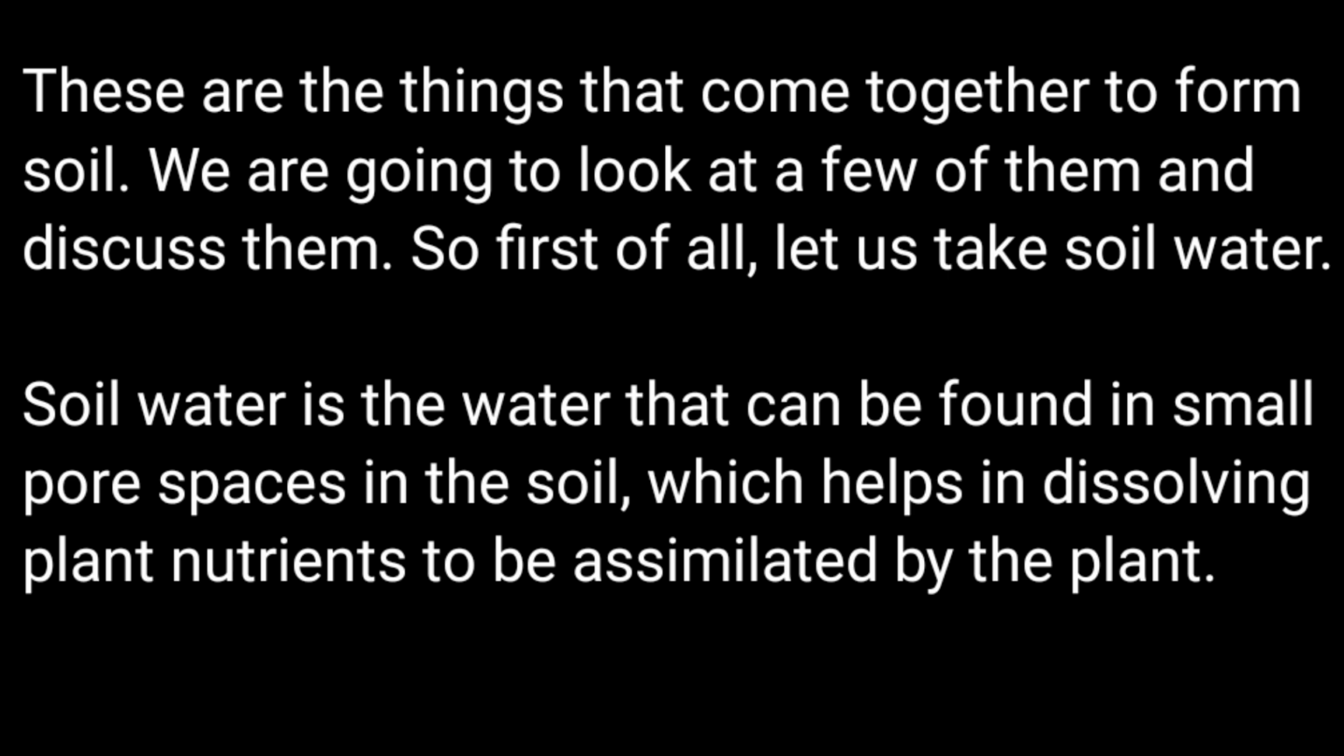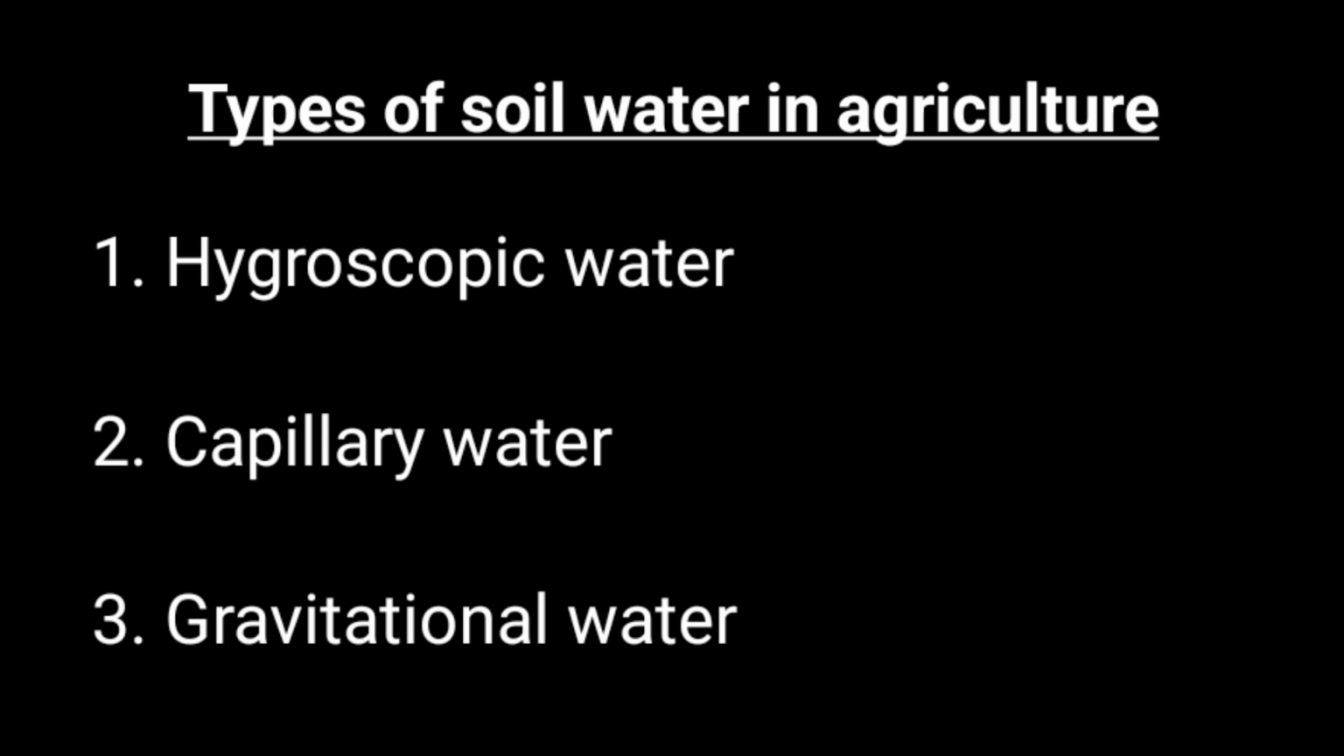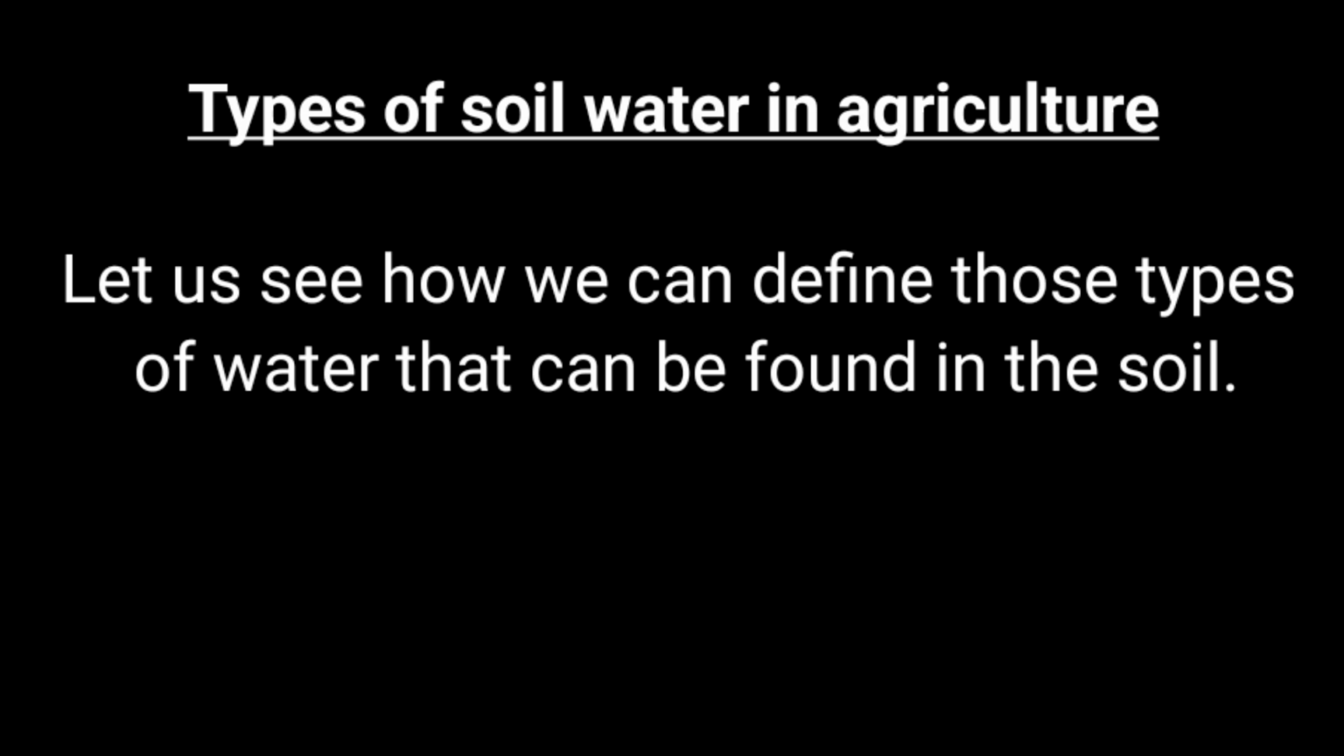So first of all, let us take soil water. Soil water is the water that can be found in small pore space in the soil, which helps in dissolving plant nutrients to be assimilated by the plant. Types of soil water. We have number one, hygroscopic water, number two, capillary water, number three, gravitational water. Let us see how we can define these types of water that can be found in the soil.